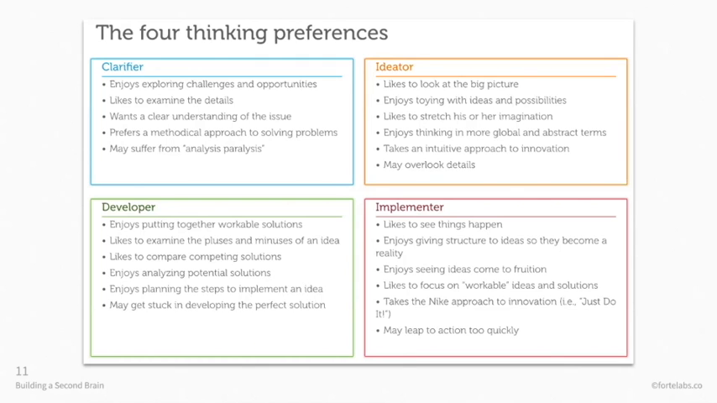And fourth is the implementer. They like to see things happen. They like giving structure to ideas so that they actually become reality. They like seeing ideas come to fruition, focusing on what's actually going to work. They take the Nike approach: just do it, just take action. And of course, the drawback is they may take action too quickly.